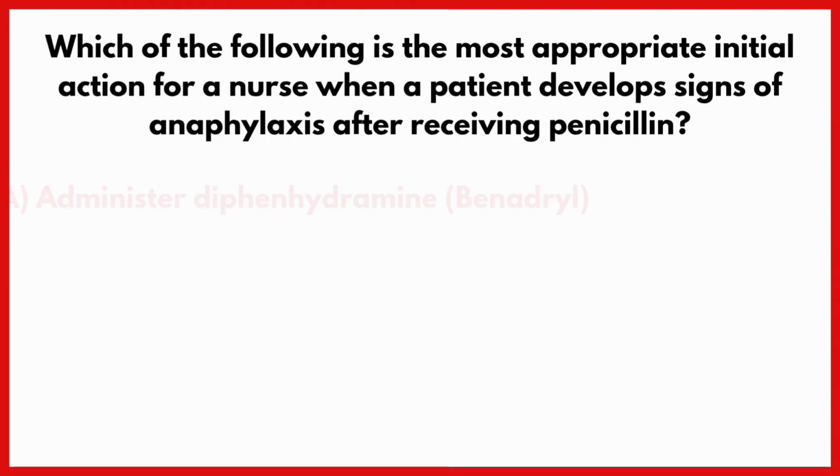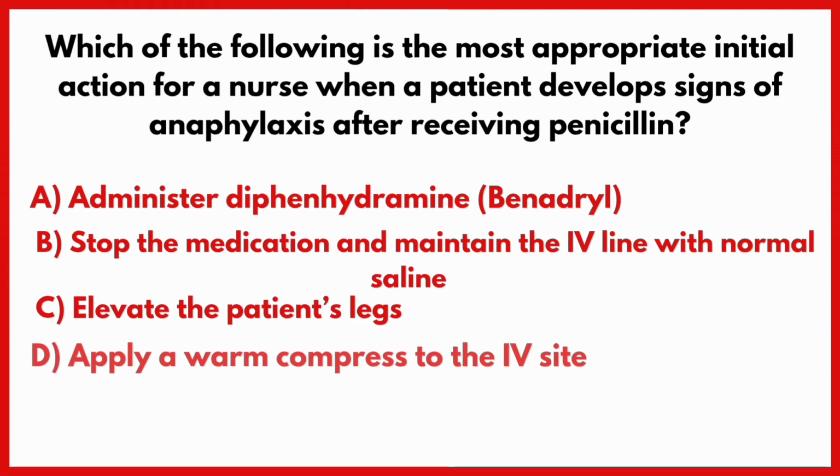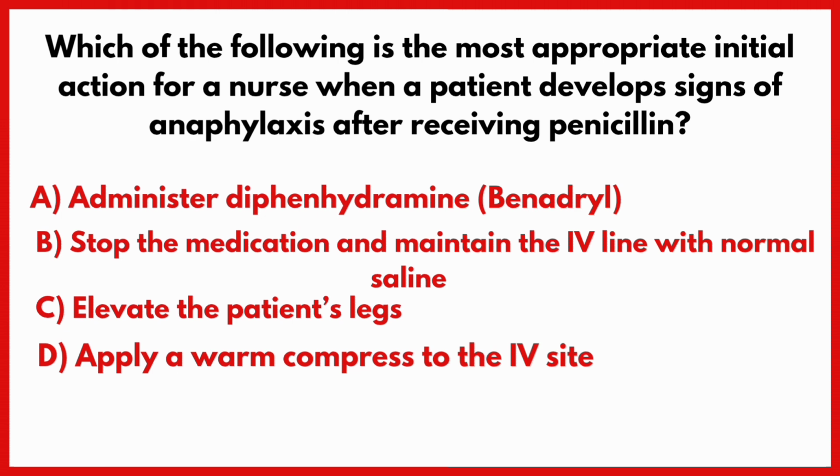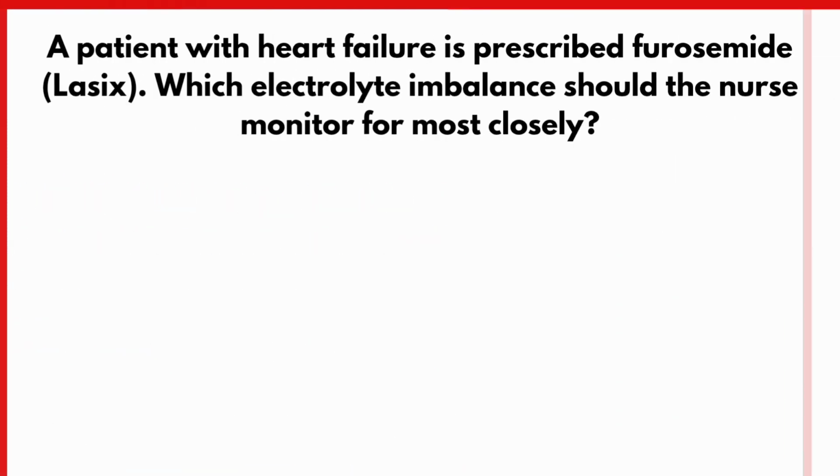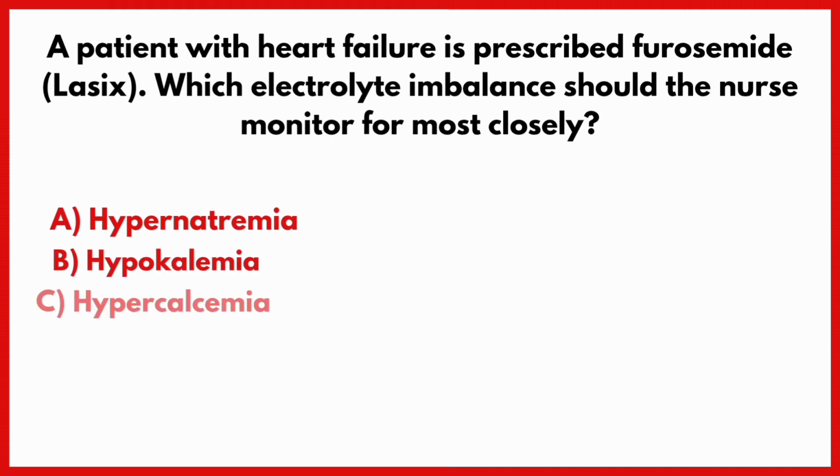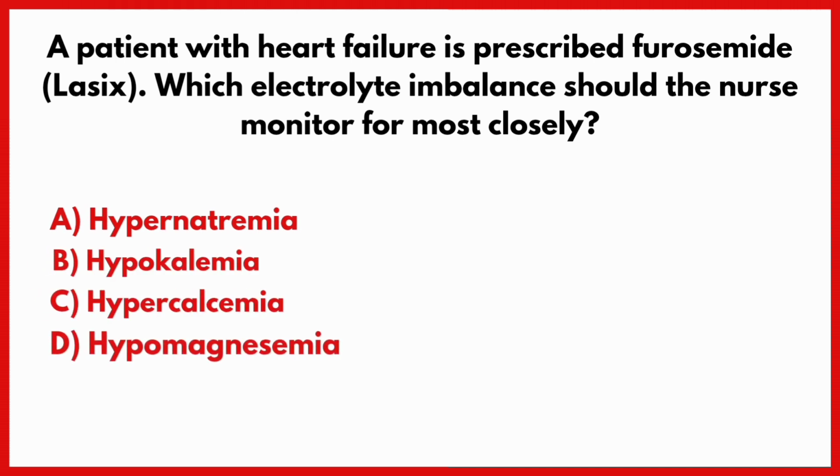Which of the following is the most appropriate initial action for a nurse when a patient develops signs of anaphylaxis after receiving penicillin? Correct answer is option B. A patient with heart failure is prescribed furosemide. Which electrolyte imbalance should the nurse monitor for most closely? Correct answer is option B.